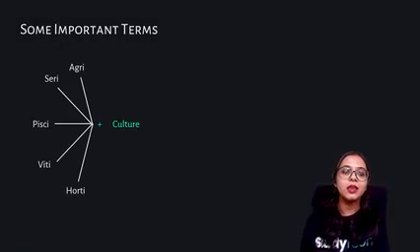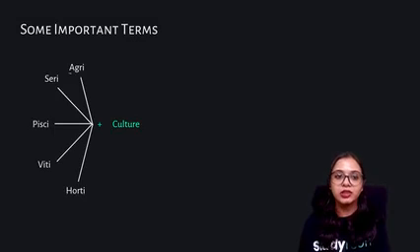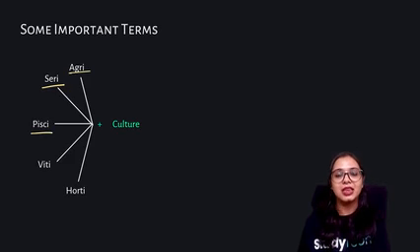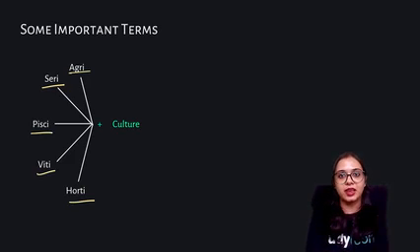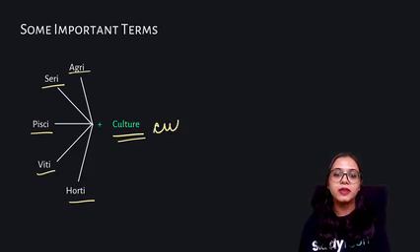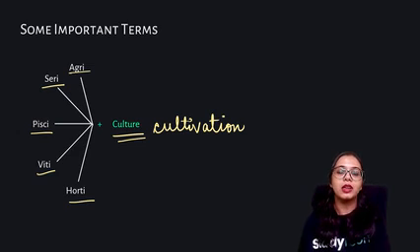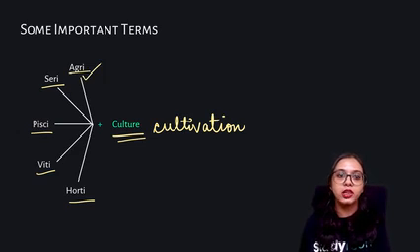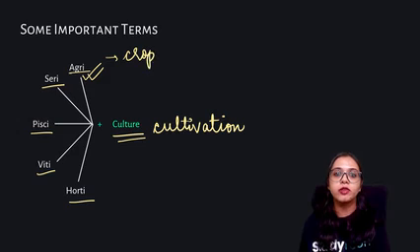Some important terms that you need to remember: agriculture, the term that you'll be learning about in this chapter. Then sericulture, pisciculture, viticulture, and horticulture. All of these terms have a prefix, and the suffix attached to all of them is the word culture. The word culture means cultivation, how you proceed with the rearing, breeding, or cultivating of that particular item. So in the case of agriculture, it could be crops, and also livestock, like I just explained in the previous slide.